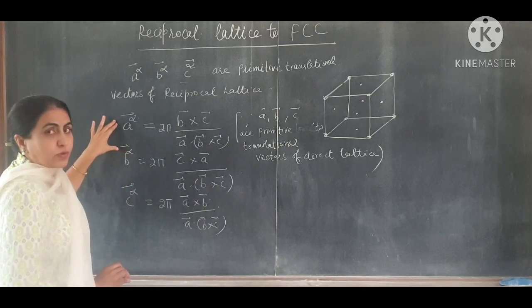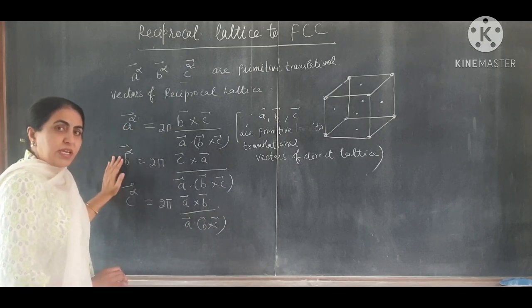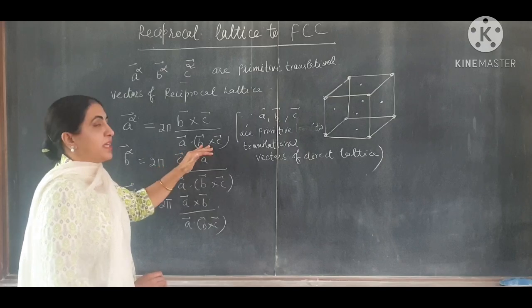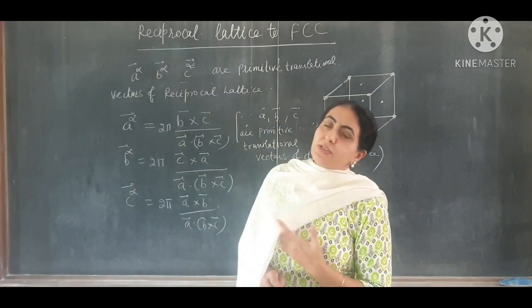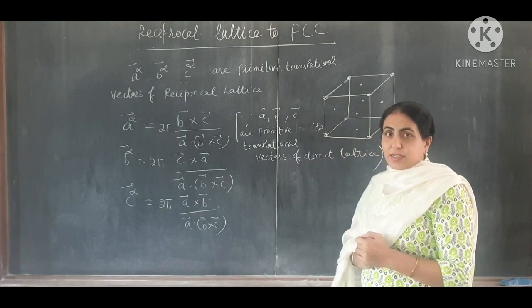Now we have to find out these values a star, b star, c star. To find out a star, b star, c star, we must know a, b, c. And what are a, b, c? They are the primitive translational vectors of the direct lattice. So we find out these for the direct lattice.